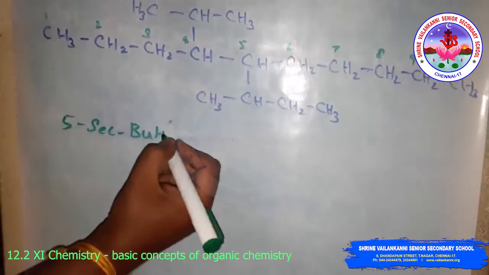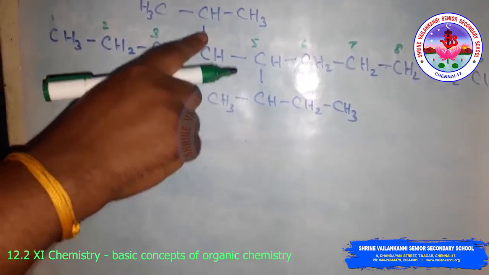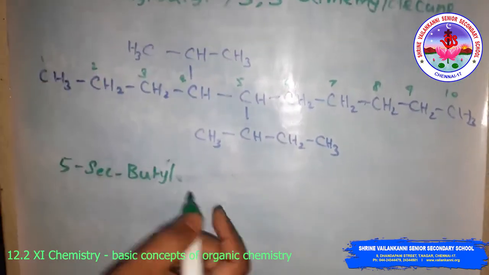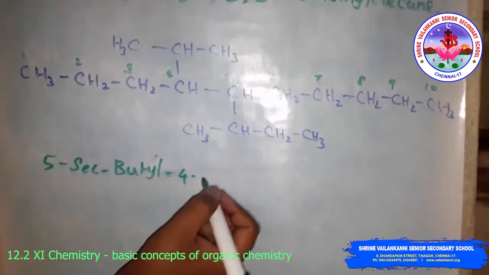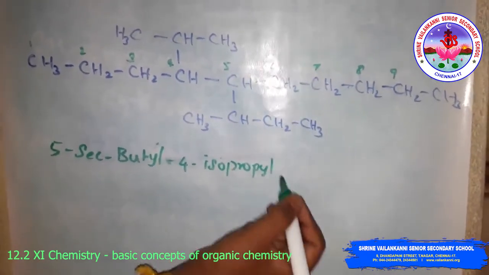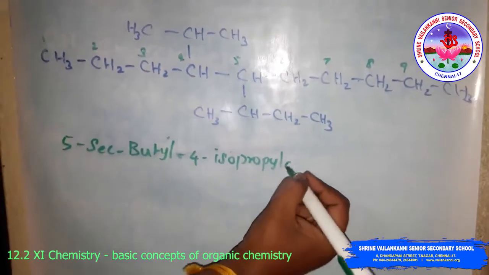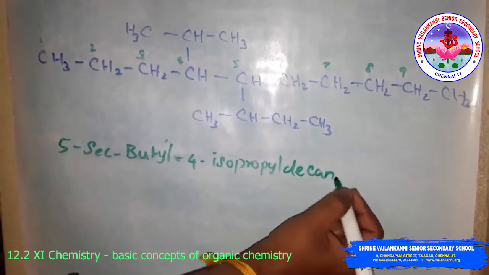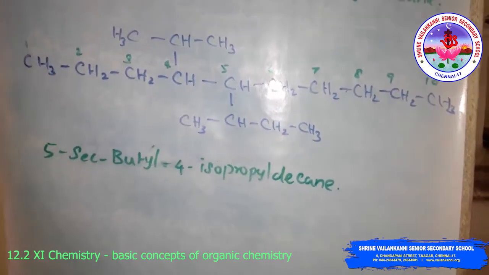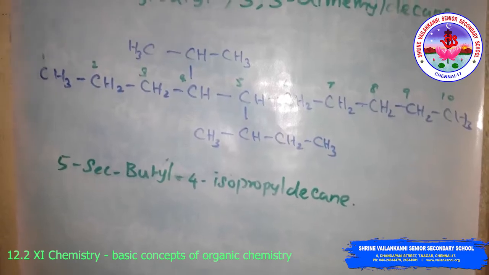Then the next is what, fourth position having isopropyl. This is secondary butyl, this is isopropyl. So 4 isopropyl, then the long chain is what, decane. So 5 secondary butyl, 4 isopropyl decane. Okay. Then one more example I will give you.